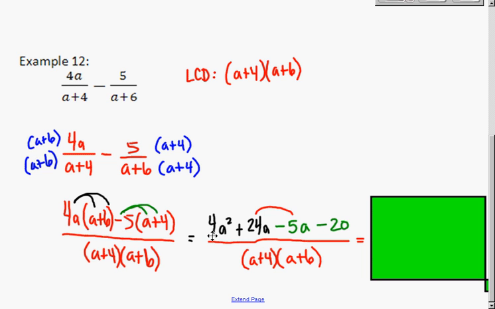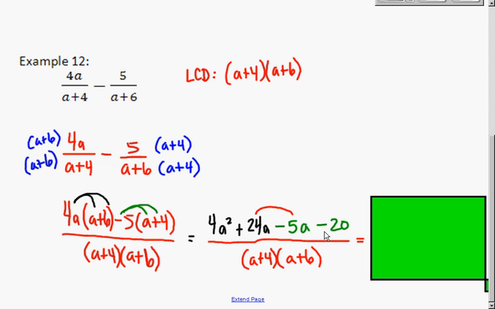I multiplied 4a into a, which is 4a squared. 4a into 6 is 24a. Multiplied my negative 5 into a, I get negative 5a. And multiplied my negative 5 into a positive 4, which would give me negative 20.